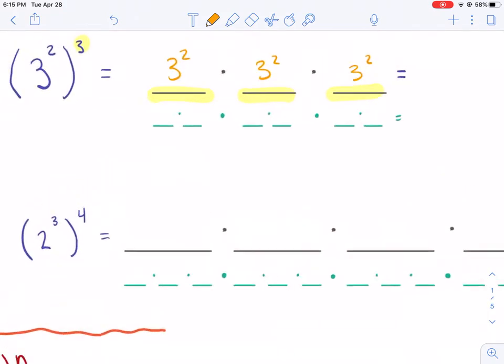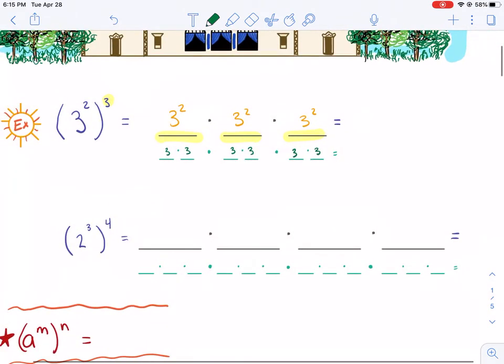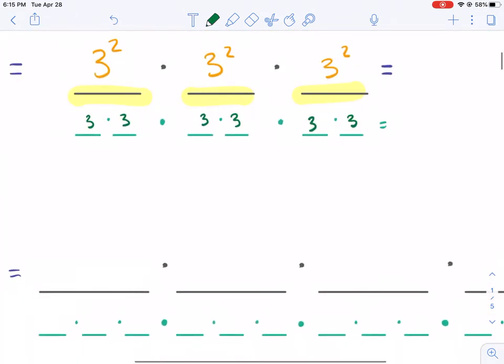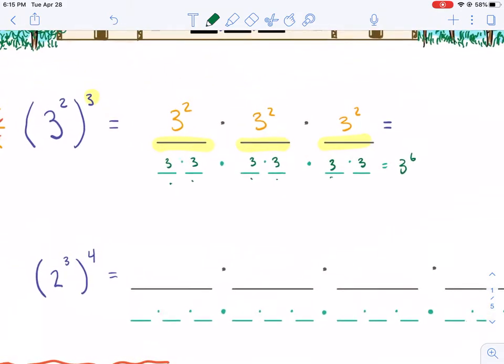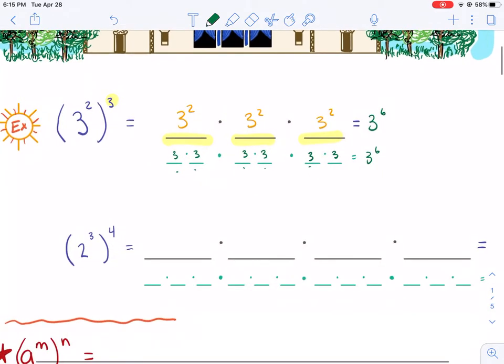Now, underneath, I wrote these little bars here, and that's because 3 squared is implied something. That means we're multiplying 3 by itself twice for each one of these. Okay, so what happens? Well, how many 3's do we have multiplied together? 1, 2, 3, 4, 5, 6. So this became 3 to the 6th power. So this in the top also becomes 3 to the 6th power. What is the pattern? Well, let's consider it in just a second.